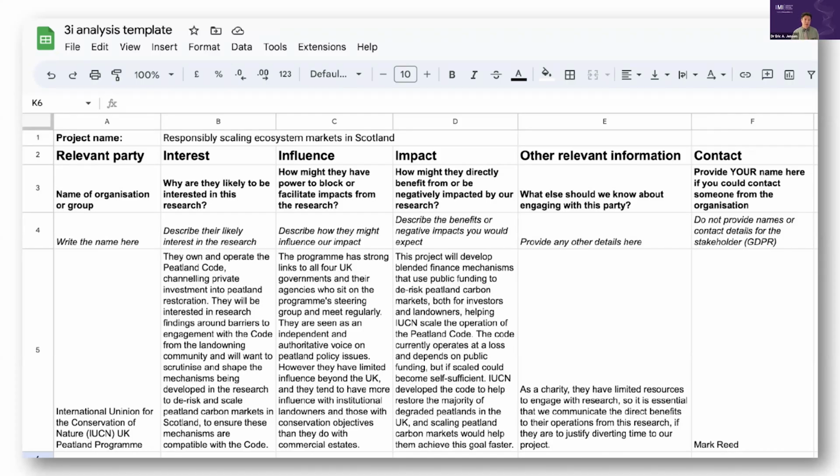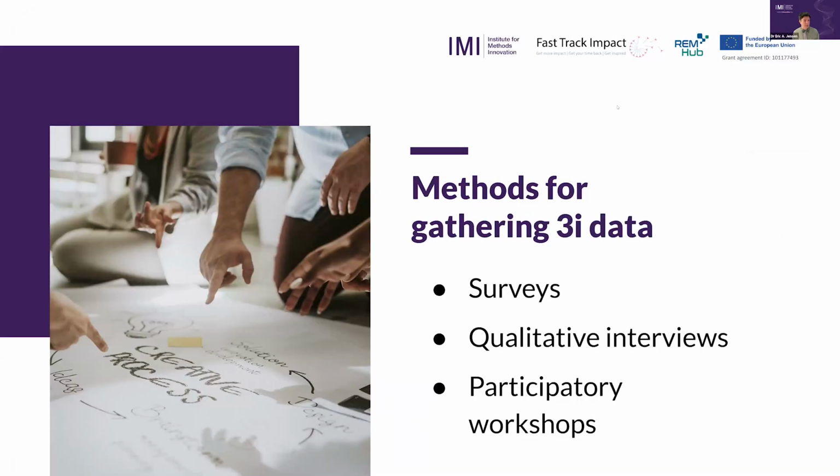So the idea is that you do this as a starting point for strategically planning your impact and engagement activities within a project or within a program or center even. So we've done this with research centers as well. So if you wanted to go beyond what I just showed you, that's the entry level, very basic, straightforward, quick start version of doing a 3I analysis.